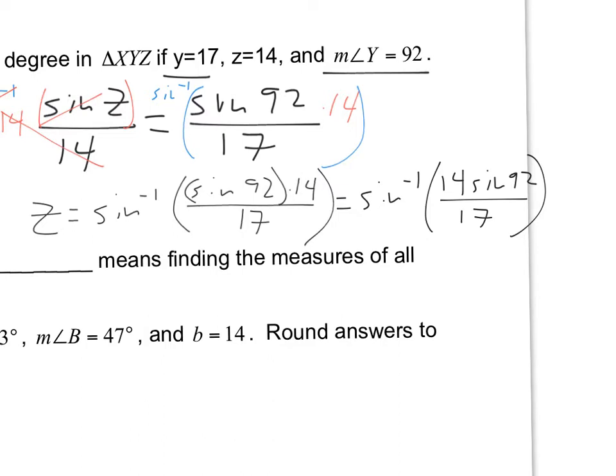I'm going to press arc sine first, and then 14 times sine 92 divided by 17. And I get that angle z, I'm going to just write it up here, is 55.39 degrees. I rounded to the nearest hundredth there.